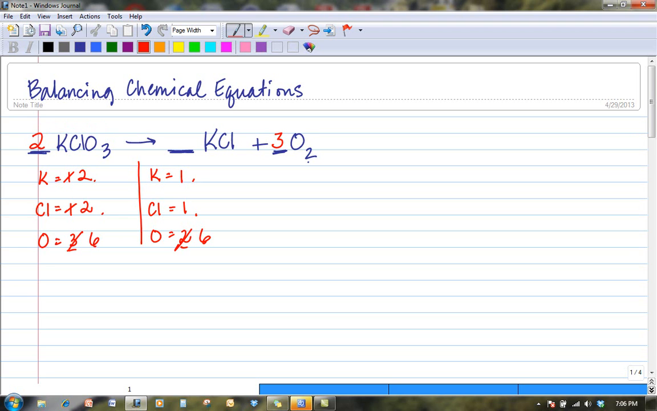So the best way for me to even this out would be to put a 2 as a coefficient here in front of KCl. So the 2 is going to distribute to my potassium, giving me 2 of those now on the product side. But it's also going to distribute to my chlorine, which is going to give me 2 chlorines on my product side as well. And look, I've got 2 potassiums on each side, 2 chlorines on each side, and 6 oxygens on each side. This is now a balanced equation.